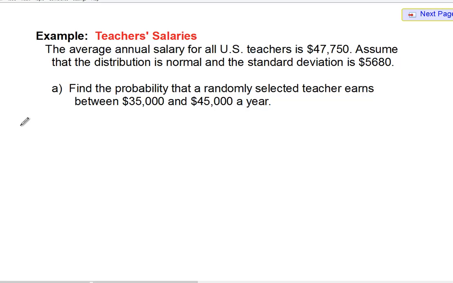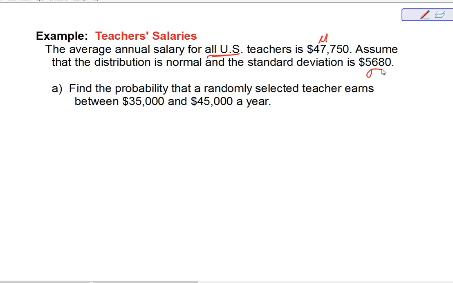We're going to look at teacher salaries. The average annual salary for all U.S. teachers is $47,750. Assume that the distribution is normal and the standard deviation is $5,680. So since it says for all U.S. teachers, this is going to be your mean and your standard deviation. We want to find the probability that a randomly selected teacher earns between $35,000 and $45,000 a year.